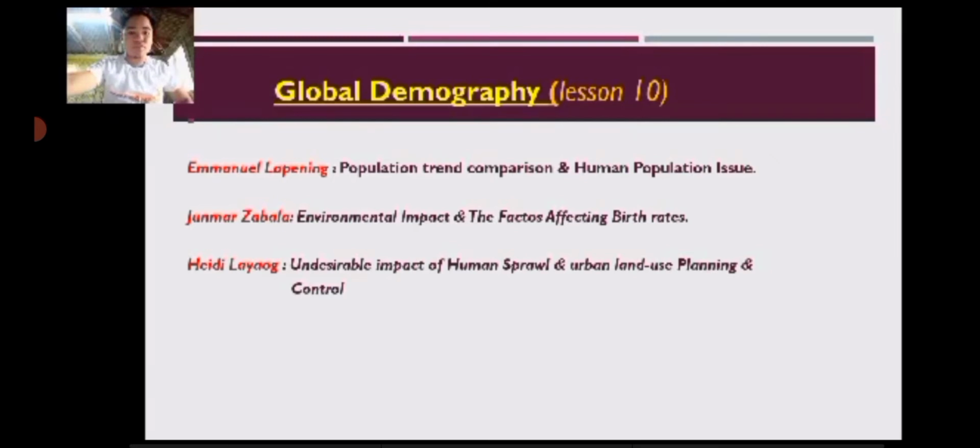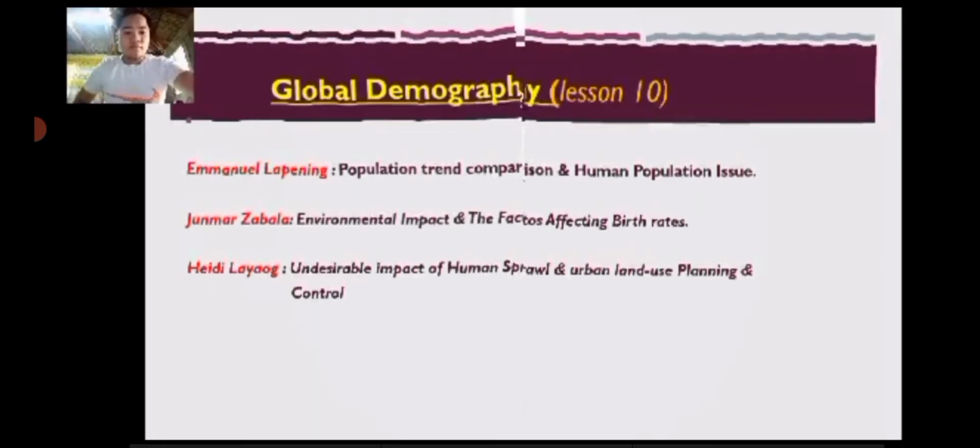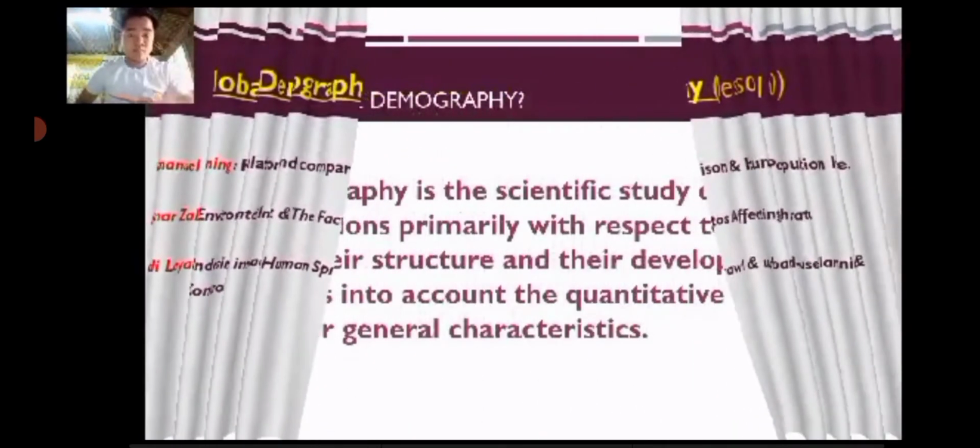But first, let me introduce to you my co-members, Emanuela Pining and Junmar Zabala. Emanuela Pining will discuss population trend comparison and human population issue. Junmar Zabala is in charge of environmental impact and the factors affecting birth rates. Now, here are the reports for today.